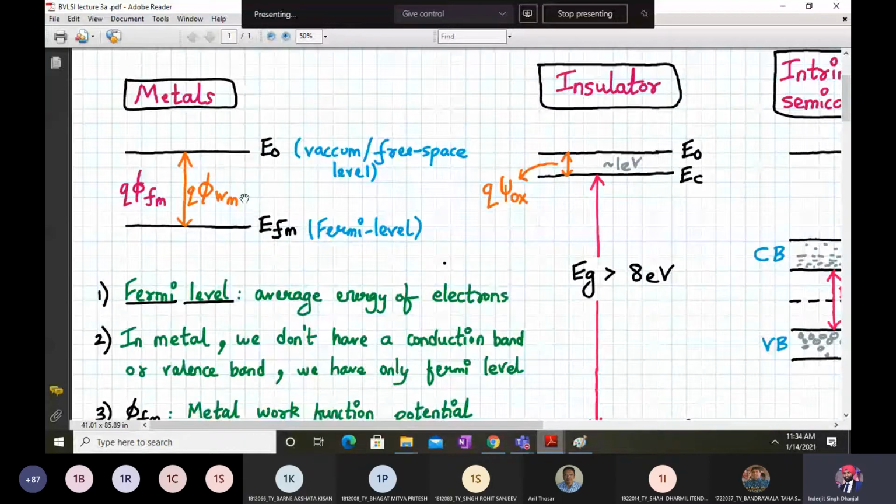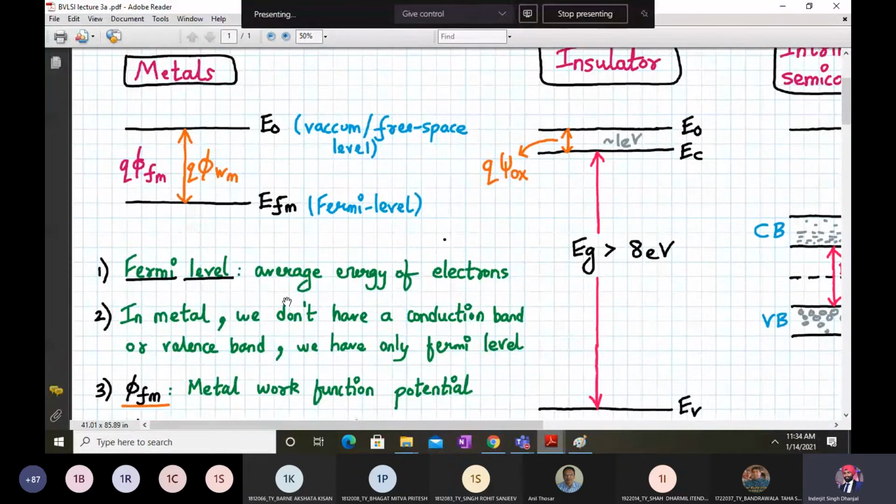Okay, so for metals, if we wish to draw the energy band diagram, first of all we have a reference which is a vacuum space or free energy level, and we have a Fermi level, E naught and EFM. And in a metal we don't have either a conduction band or a valence band. We have only Fermi level. Basically the conduction band and valence band overlap with each other, because metals only contain electrons. And Fermi level also means that it's an average energy of electrons.